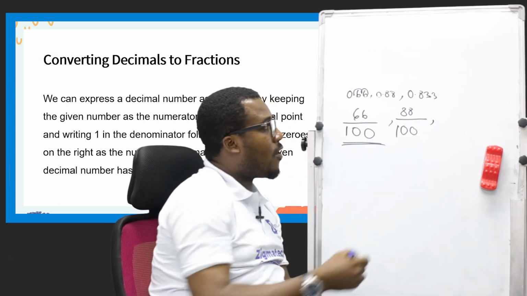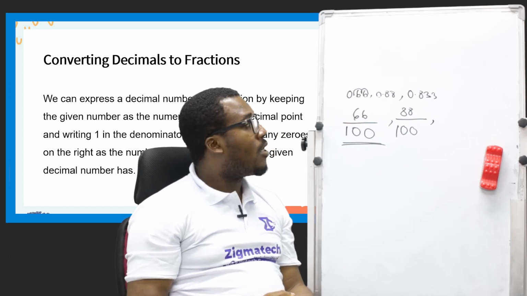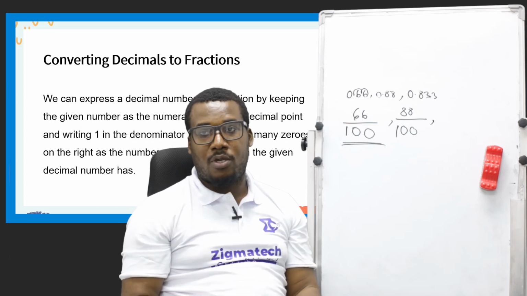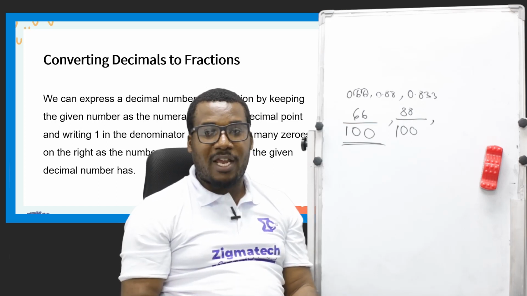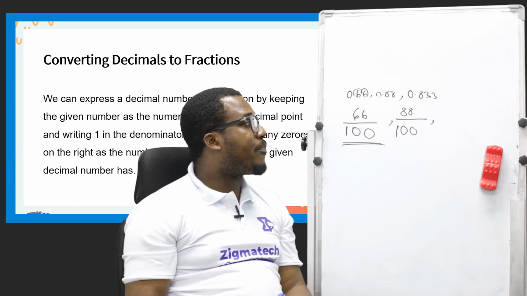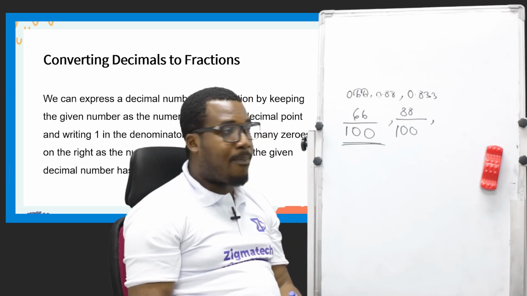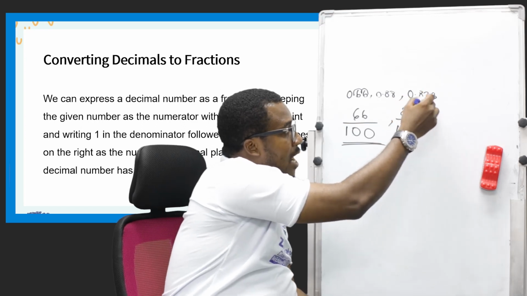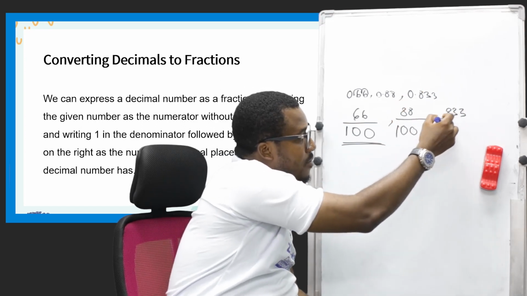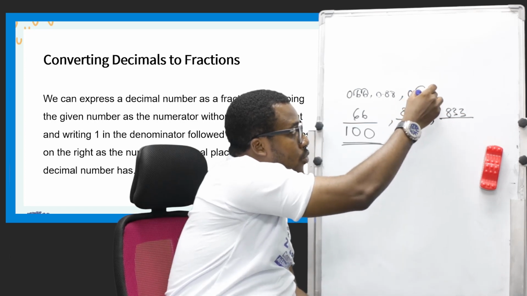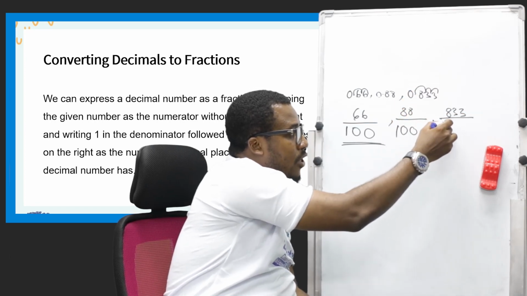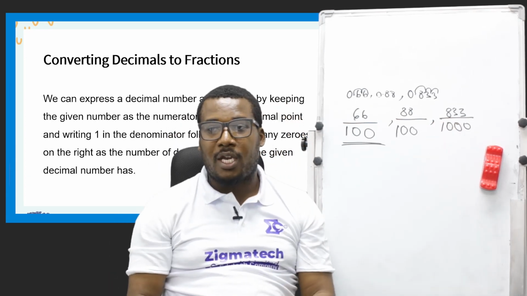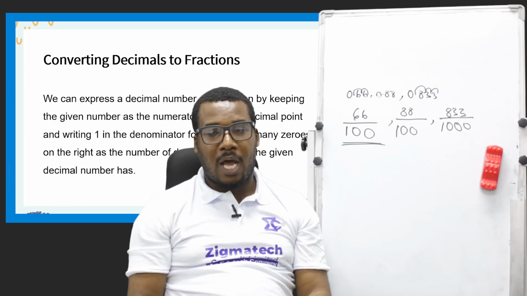My work is to show you how you convert from decimal to fraction. Next one, I love this one because it is beyond 2 decimal places. These are 3 figures after the decimal point. So we can make it 833 all over. You count 1, 2, 3. You put back your 1, you count your 3 zeros. 1, 2, 3. And you find out that you got 833 over 1,000.